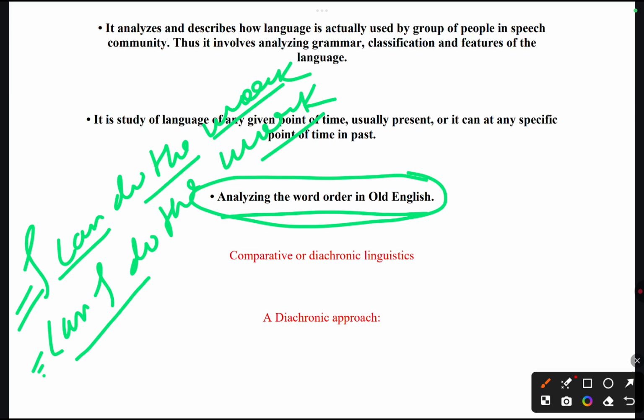but they were not different in Old English. Means these two sentences would give the same meaning. "I can do the work" or "Can I do the work?" These are two different sentences giving different meanings in the modern language, but they were giving the same meaning in Old English. So word order was not fixed in Old English. So this we study in a synchronic approach.